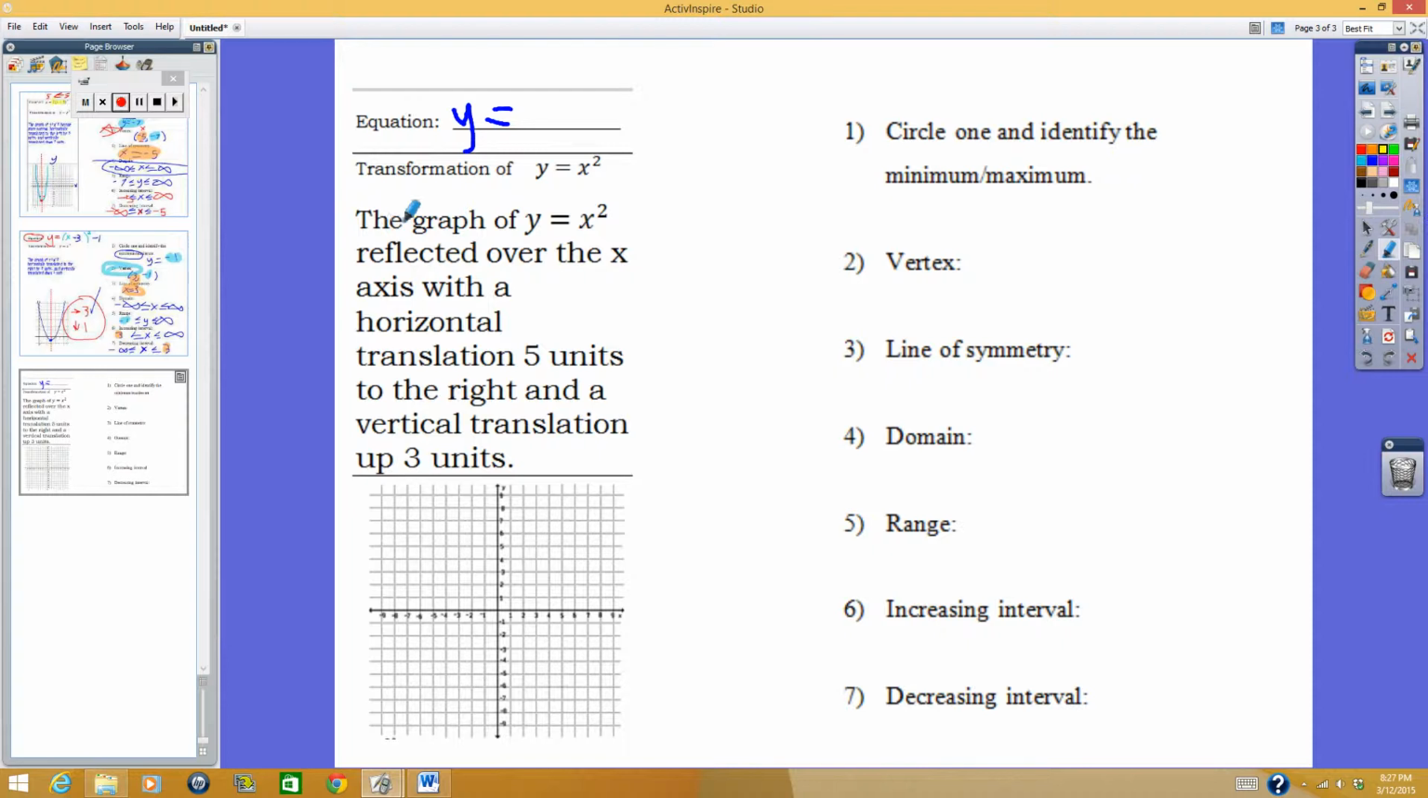I'll read it to you. The graph of y equals x squared reflected over the x-axis. So I'm going to stop right there. I know I need a negative. Okay? Boom. Let's keep going.